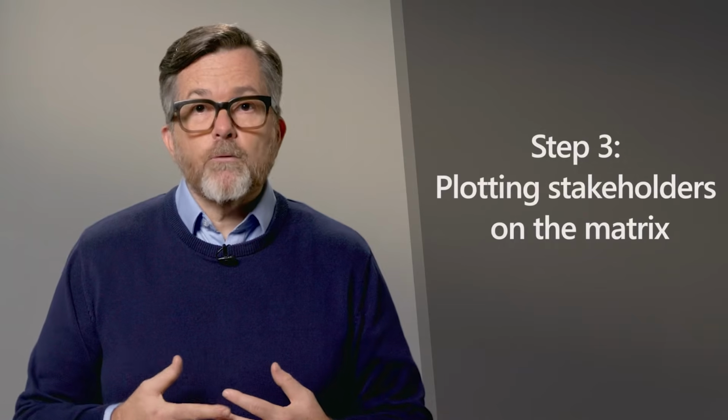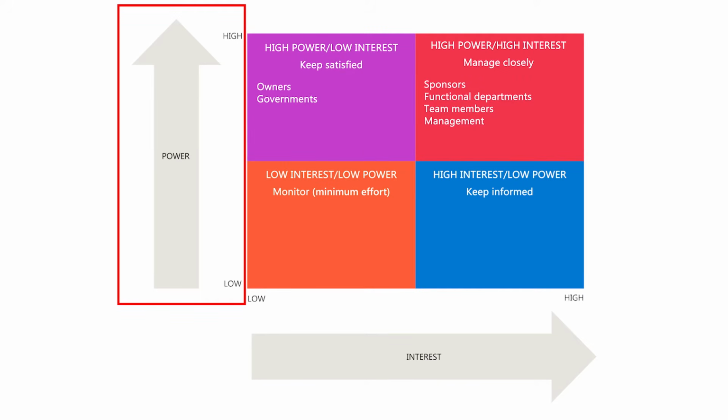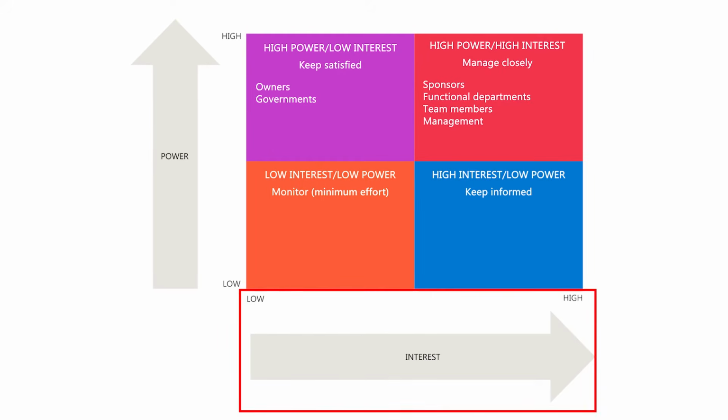The third step involves plotting the identified stakeholders on the matrix. Let's take a closer look at an illustration of what this looks like. In this illustration, you'll see that the power interest is typically represented as a two-dimensional grid divided into 4 quadrants, each representing a different level of stakeholder engagement. The vertical axis represents power, ranging from low at the bottom to high at the top, while the horizontal axis represents interest, with low on the left and high on the right.